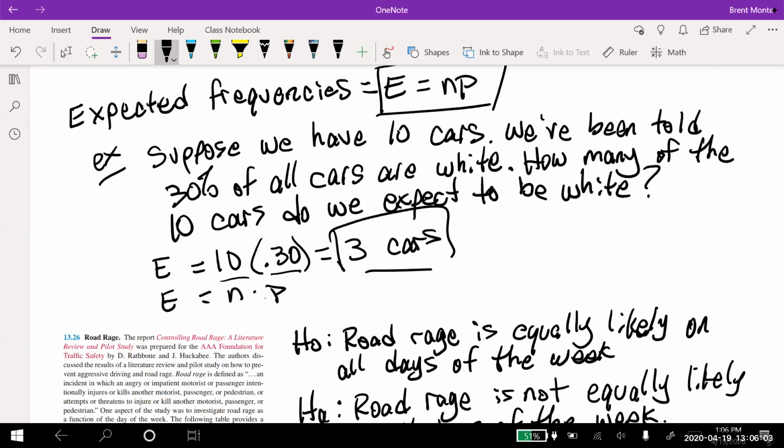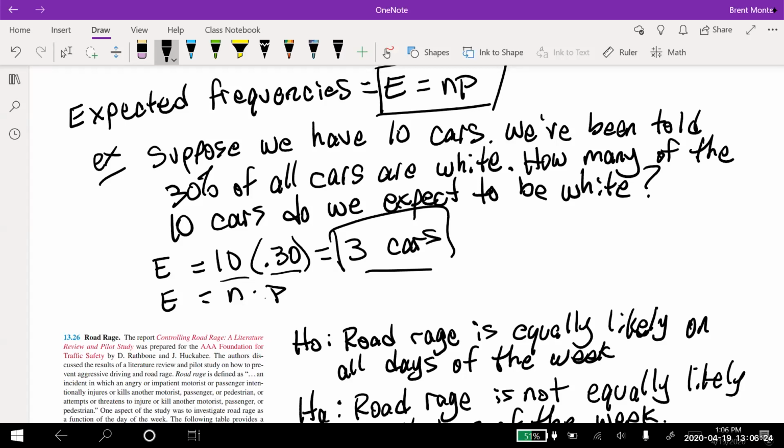For instance, if I know the probability of getting heads is 0.5 when I flip a coin, and I flip a coin 20 times, I expect half of those, or 10 times, to come up heads. That's the exact same formula we're using here. We're just writing it down as a formal formula.